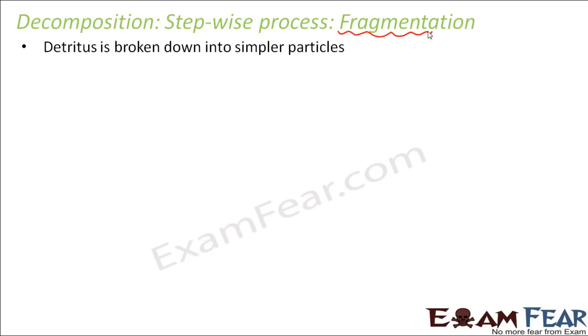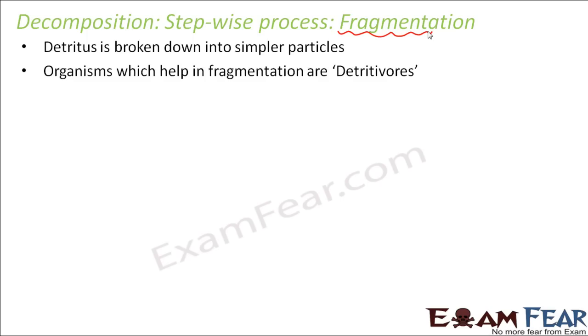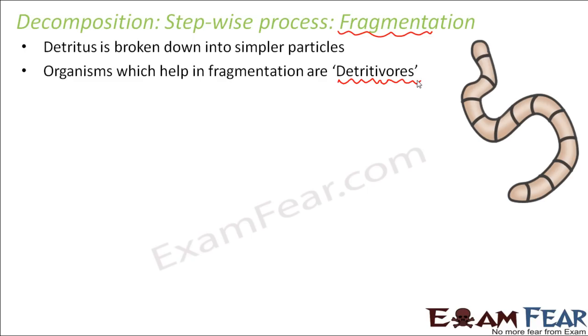So how exactly does that happen? Who breaks it down? Organisms which help in fragmentation are called detritivores. It is derived from detritus, so detritivores. What are these organisms which help in the breakdown of bigger organic particles into simpler particles? Let us look at some examples. One such example of a detritivore is an earthworm. Even if you have not heard, you should know that the earthworm is often called the farmer's friend. Why is it called the farmer's friend?